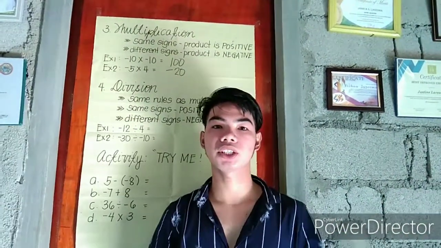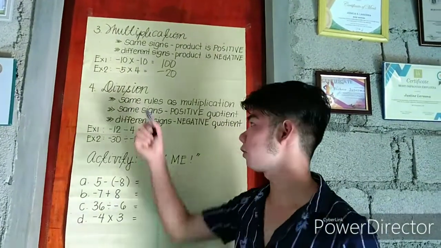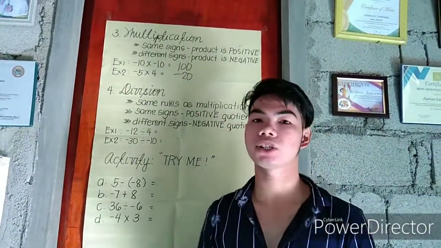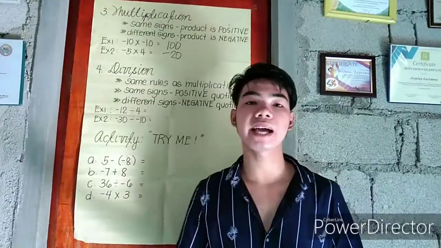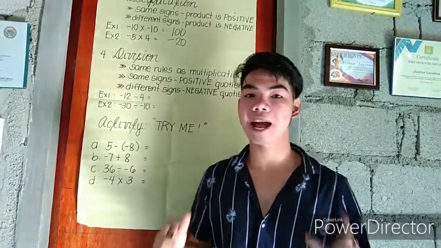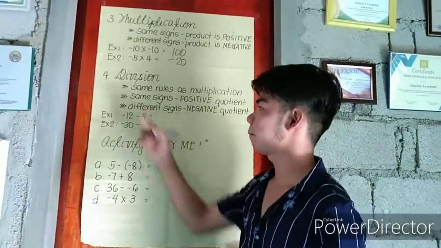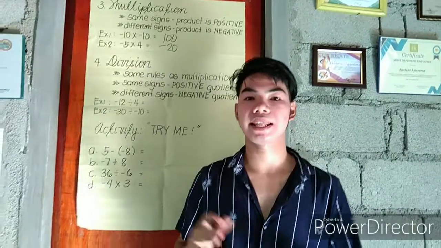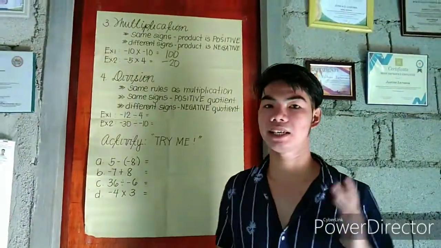The last operation to be discussed today is division. Division has the same rules as multiplication, meaning to say, if they are the same signs, the quotient is always positive. And meanwhile, if they are different signs, the quotient is always negative. So that's how easy it is.